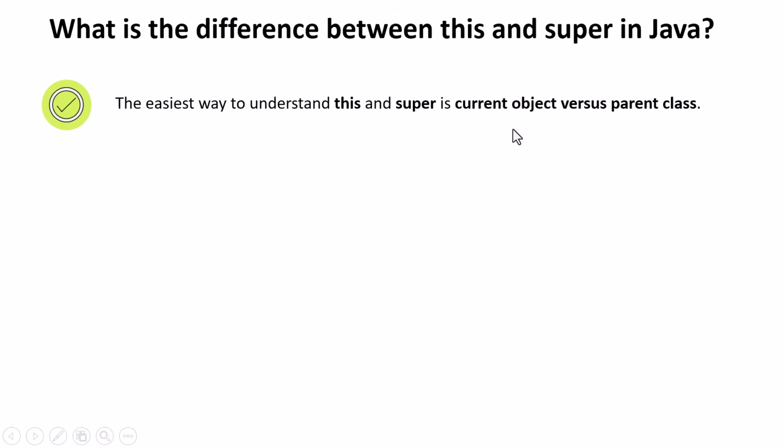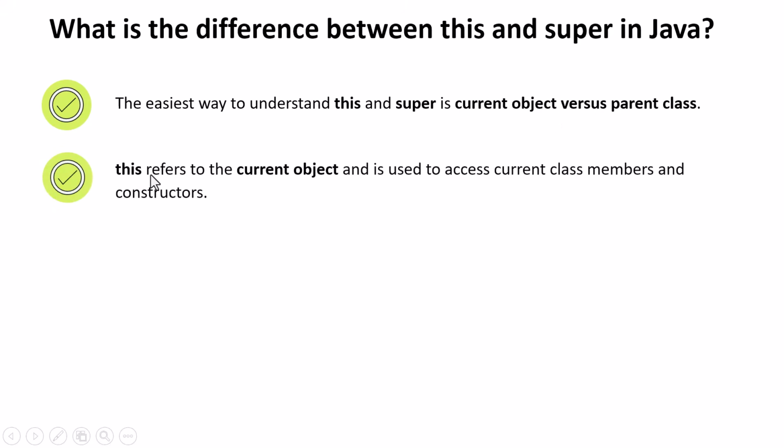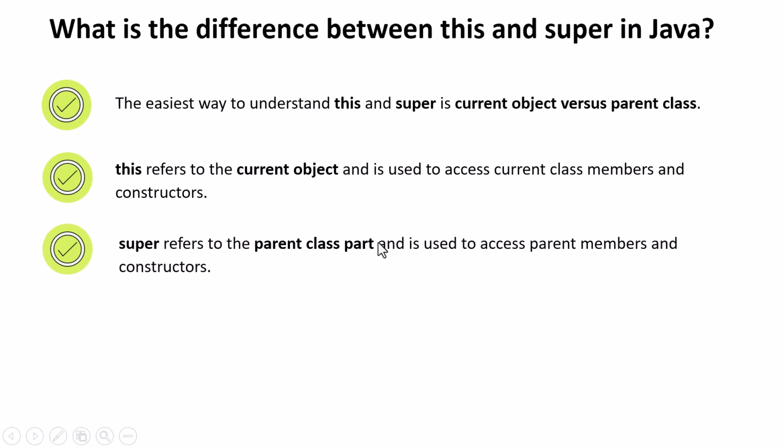The easiest way to explain the difference is by remembering current object versus parent class. The this keyword refers to the current object. It is used to access the current object's variables, methods, and constructors inside the same class. The super keyword refers to the parent class part of the current object. It is used to access parent class variables, parent class methods, and parent class constructors from a child class.